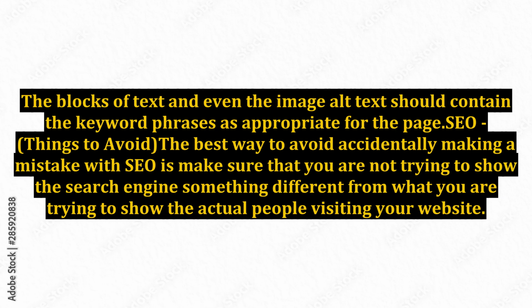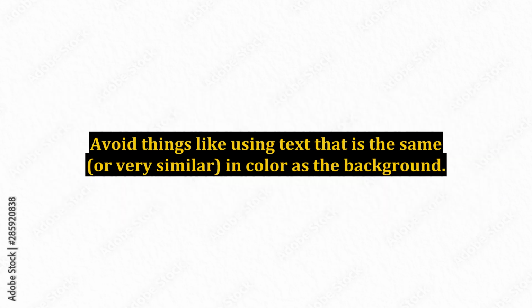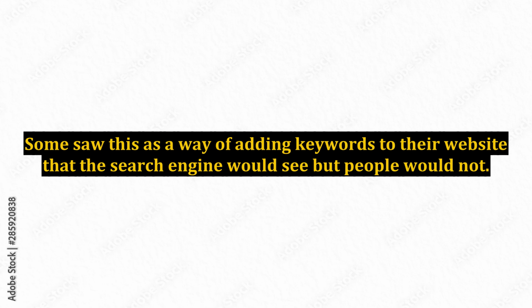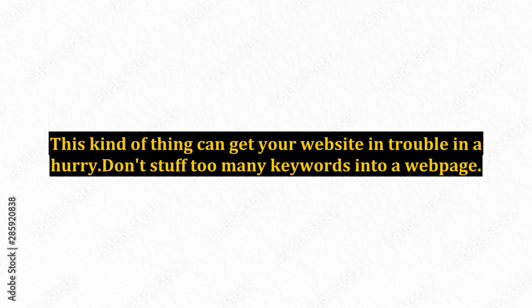SEO, things to avoid. The best way to avoid accidentally making a mistake with SEO is to make sure that you are not trying to show the search engine something different from what you are trying to show the actual people visiting your website. Avoid things like using text that is the same, or very similar, in color as the background. Some saw this as a way of adding keywords to their website that the search engine would see, but people would not. This kind of thing can get your website in trouble in a hurry.